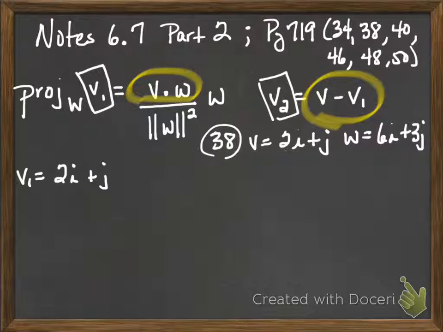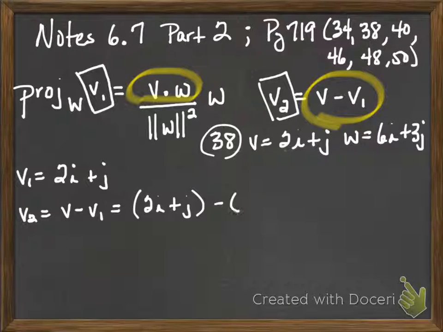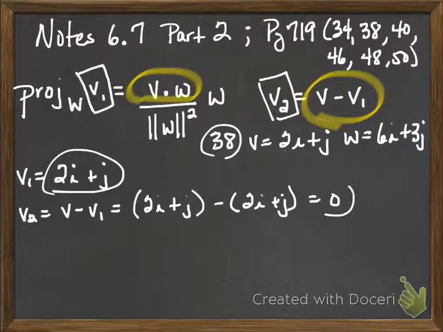And for v sub 2, it's going to be v minus v sub 1. So that's going to be 2i plus j minus 2i plus j. So that's going to give you 0. Anybody have a question about that one?